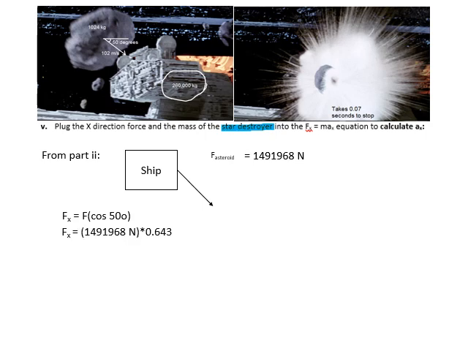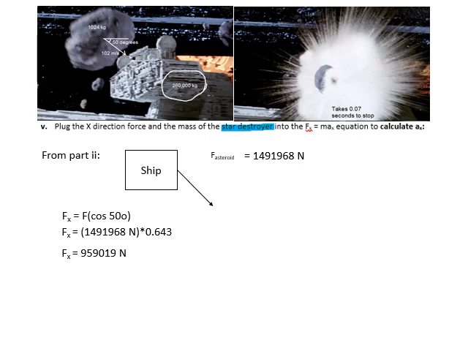So we plug in the force. We plug in cosine of 50 degrees. I just got that from Google. I Googled cosine of 50 degrees. It told it to me at some decimal, but it rounds to 0.643. And that gives us that our x direction force is 959,019 newtons. So that's our x direction force on the Star Destroyer.